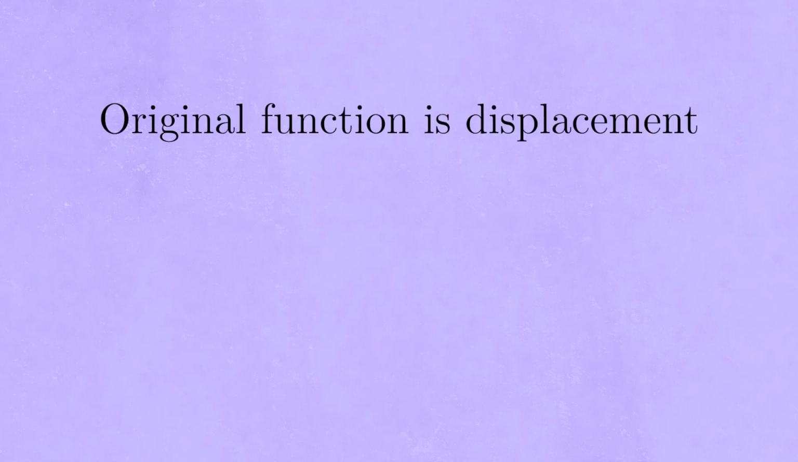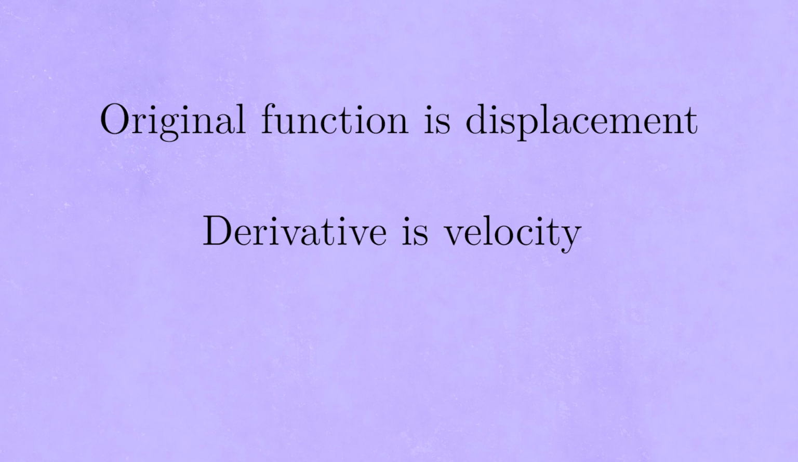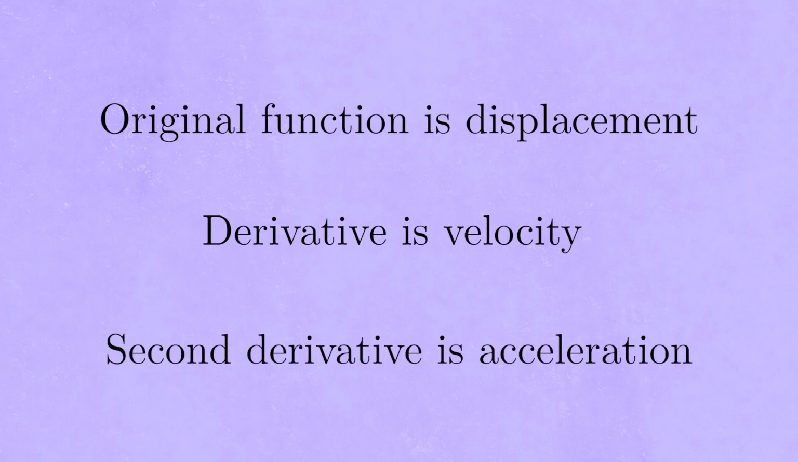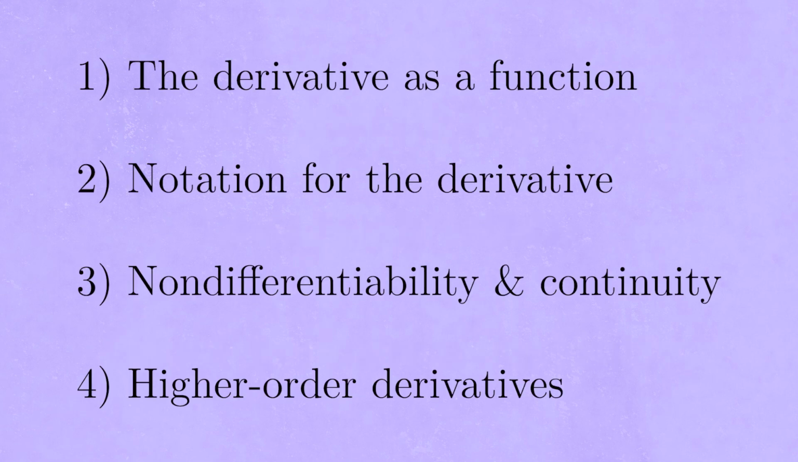If f of x measures displacement of an object measured in time, then f prime of x is the rate of change of displacement, which is velocity, and f double prime of x is the rate of change of velocity, which is acceleration. That's all for now, folks.